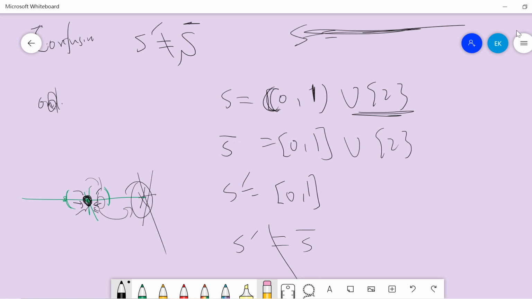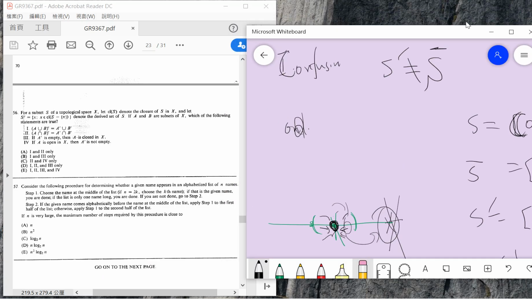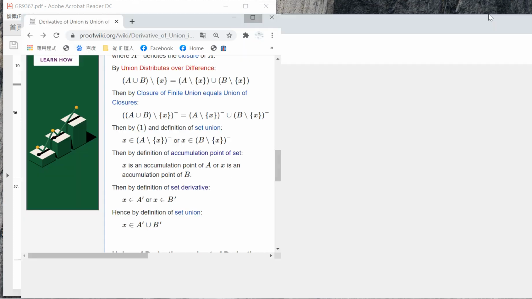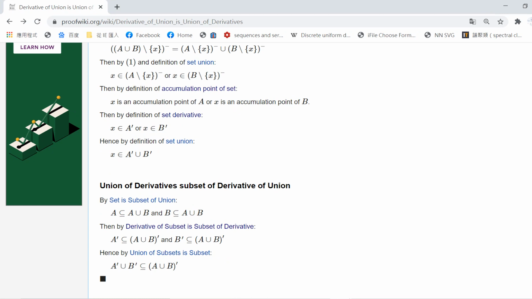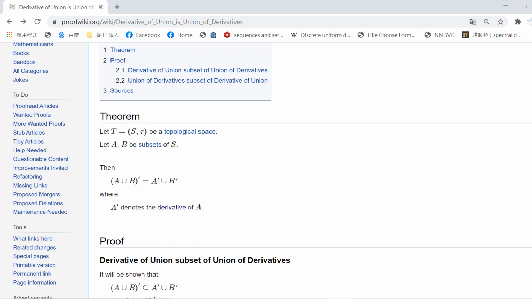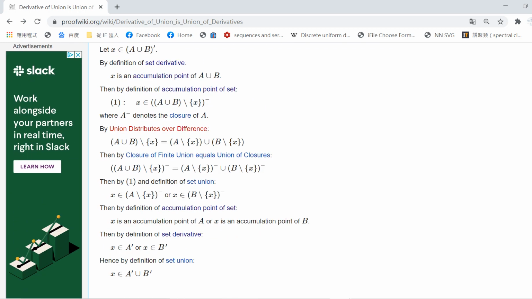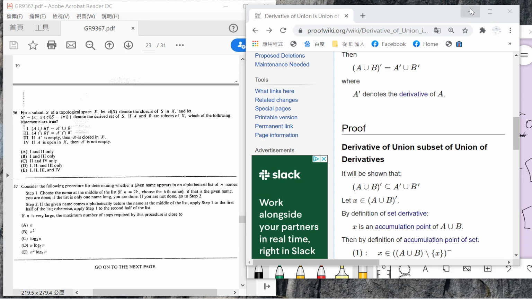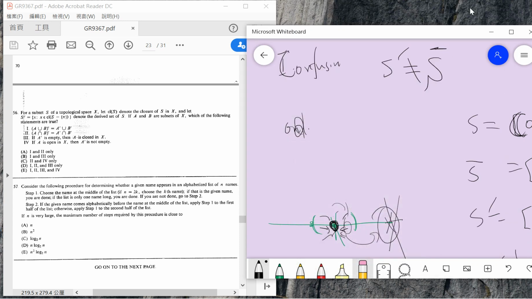Then we can look at the first statement, which says that the derived set of A union B is the derived set of A union the derived set of B. This is proved on Wikipedia. It is technical and I cannot explain it here, but you can go see it. Basically, you just use some common results and the definition to prove it. So the first statement is correct.